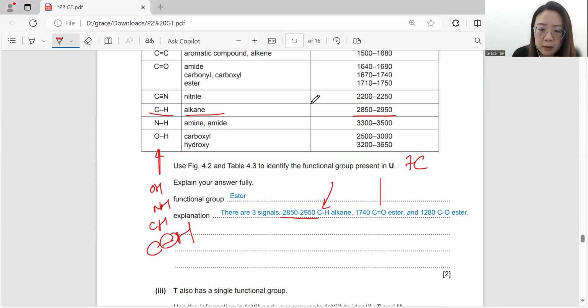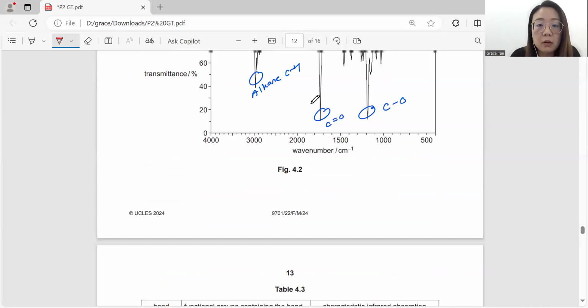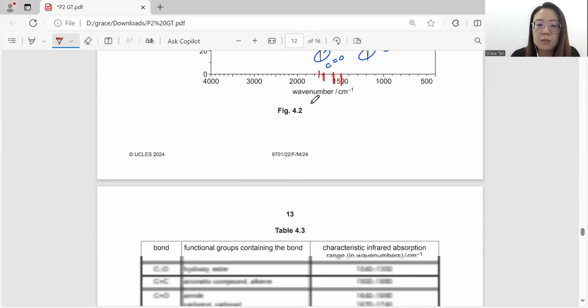I did show the double bond here. I did show the single bond here. So you may write a range, you may write a specific number. Now, my C double bond O, 1740, because this is a number that I speculated. This one is before the halfway mark, so I just speculate 1740. You can put a number, 1740.